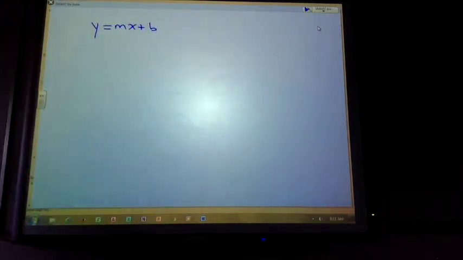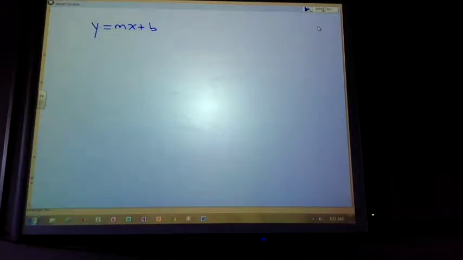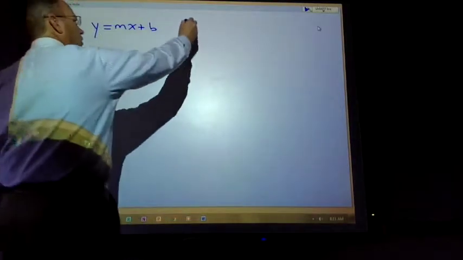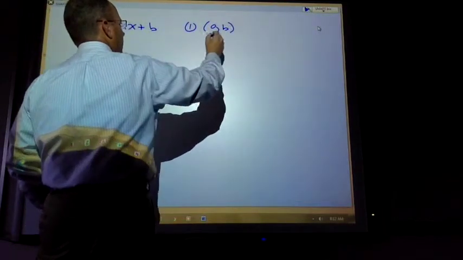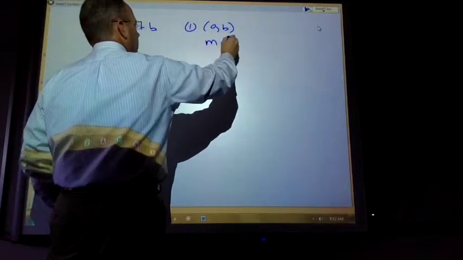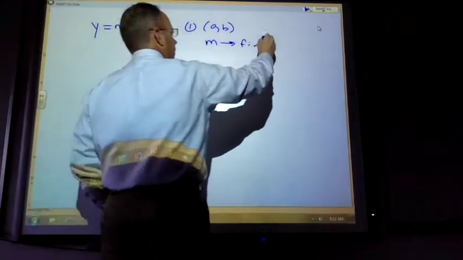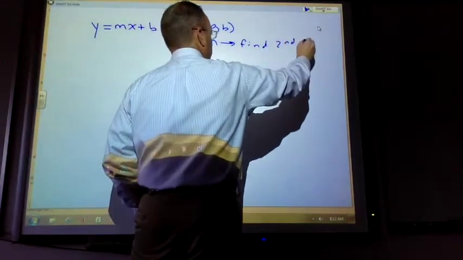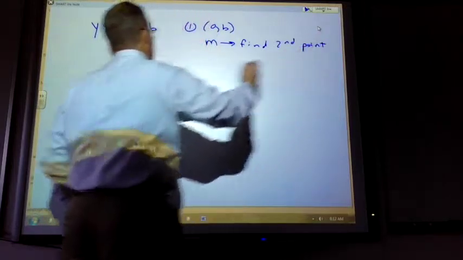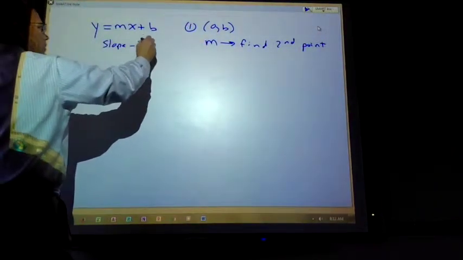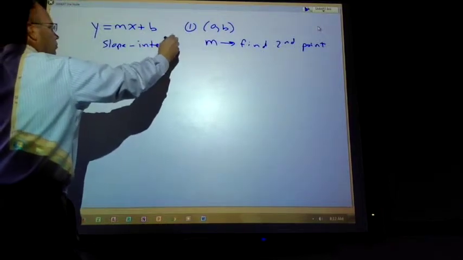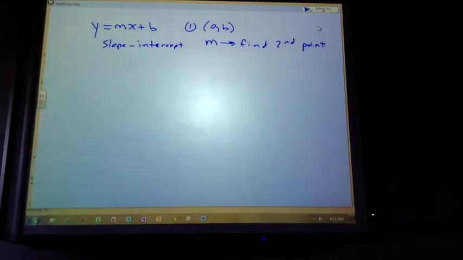if we have it set up in this form, we don't have anything to distribute over the parentheses. How you do this is you plot 0, b first, and then you use m to find a second point. And this is known as slope intercept. Does that make sense so far?